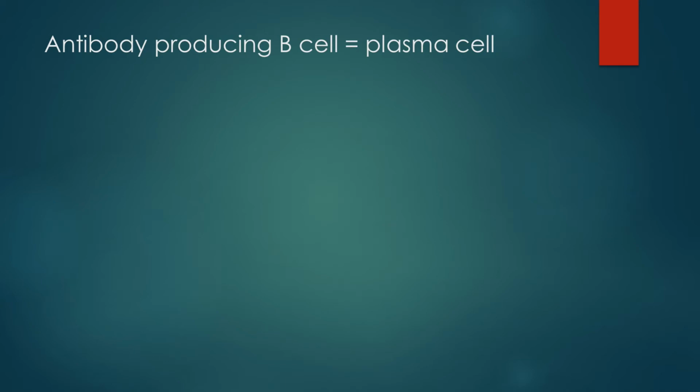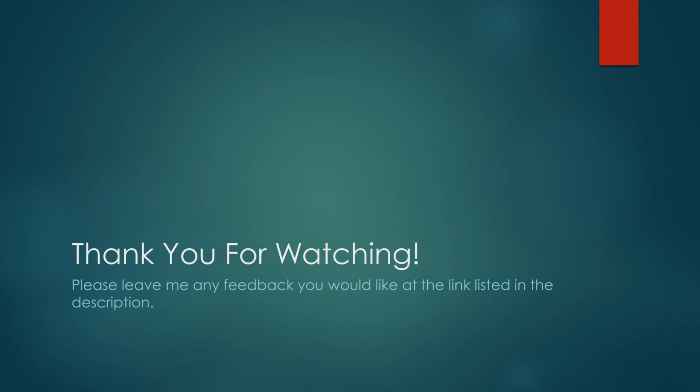To summarize, in this video we covered the sequence of events that takes place in the adaptive immune response and their location in the body.